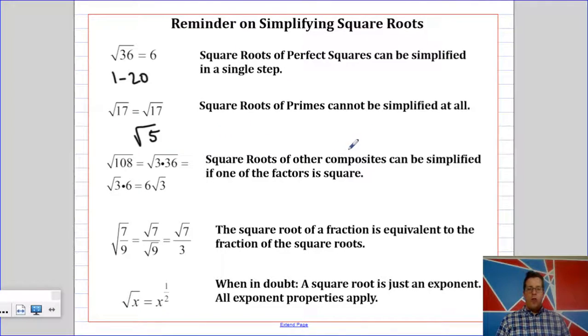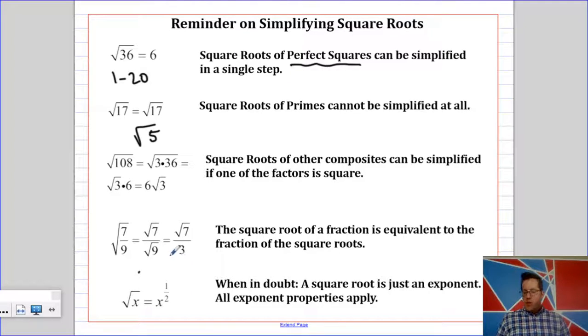Square roots of other composite numbers, so things that maybe aren't a perfect square, can be simplified if one of the factors is squared. So for example, the square root of 108 is the square root of 3 times 36. 36 is a square factor. The square root of a fraction is equivalent to the fraction of the square roots. So if I have the square root of 7/9, that can have a denominator of 3.